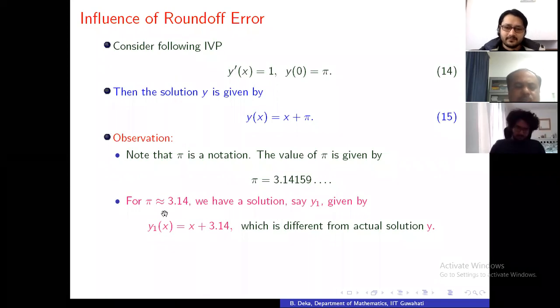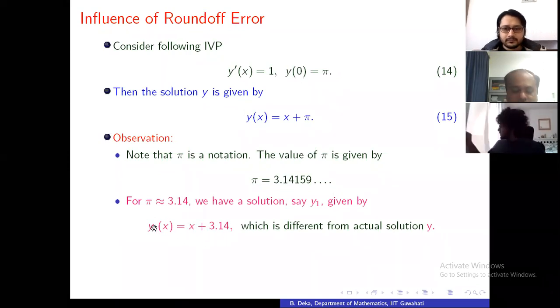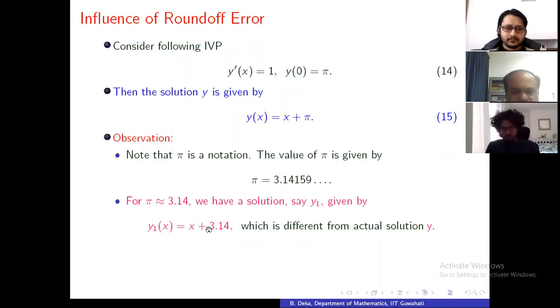When you substitute pi equal to 3.14, that gives me a solution which is given by x plus 3.14. But x plus 3.14 is not the actual solution, because the actual solution is x plus pi, and pi is not equal to 3.14. It is only the rounding you are doing. Pi is rounded to 3.14, so whatever solution you get is different from the original solution y. That is given by y1(x).